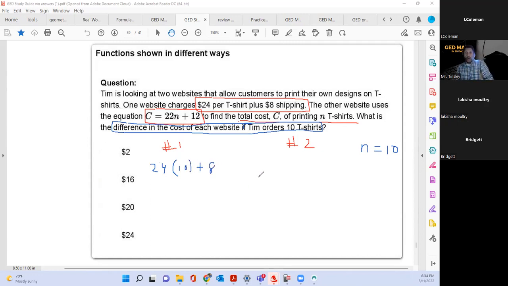Plus 8. The second website, what am I going to write? 22 times N plus 12. What's N? 22 times 10, because N is the number of t-shirts, plus 12. Okay. So what's 24 times 10?